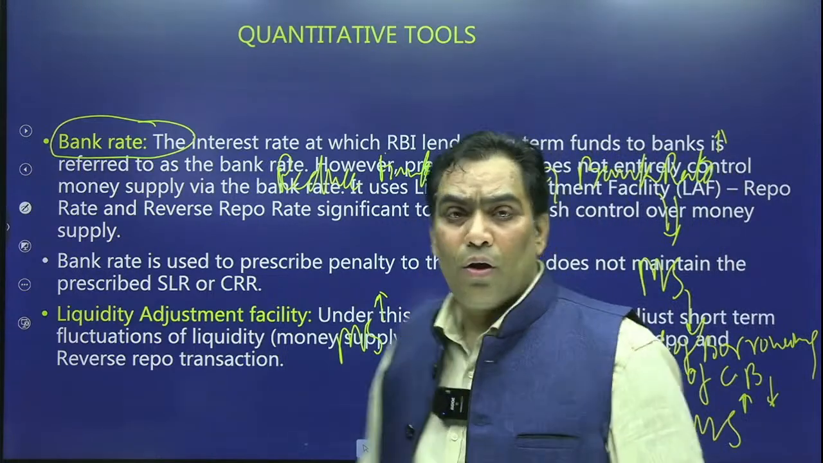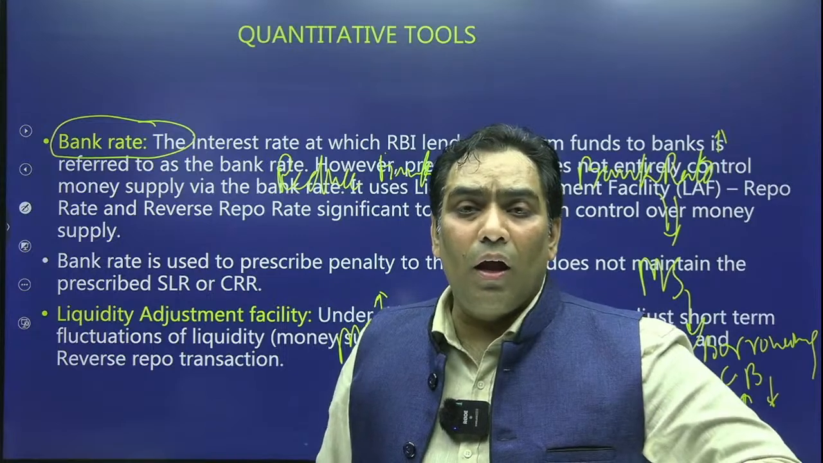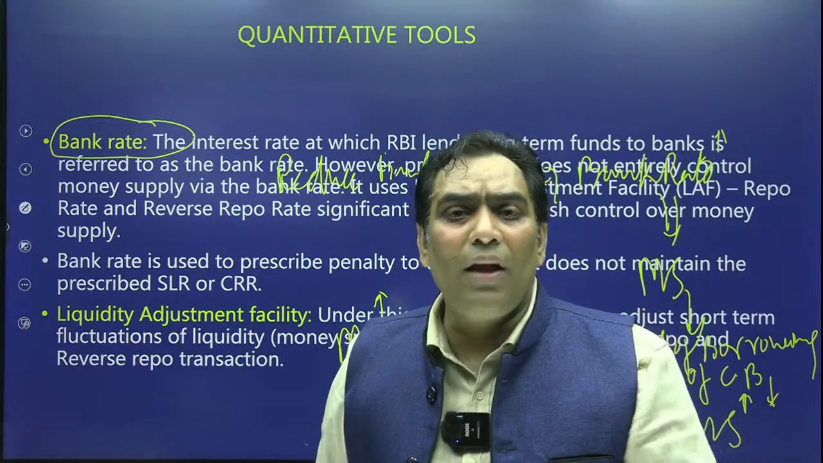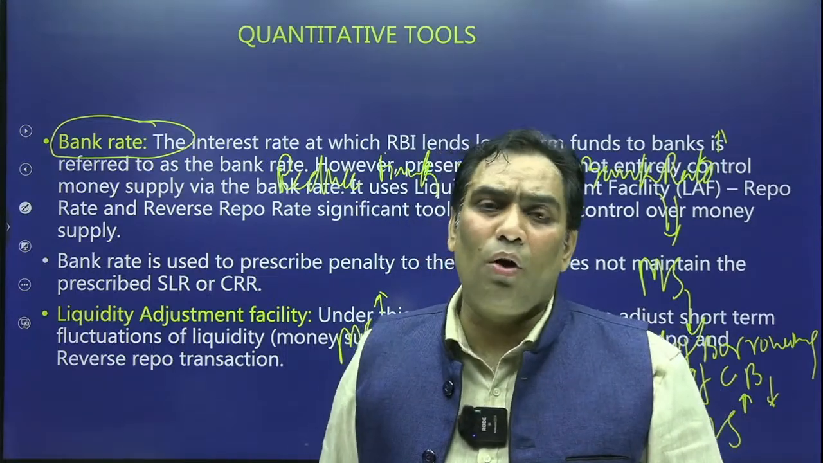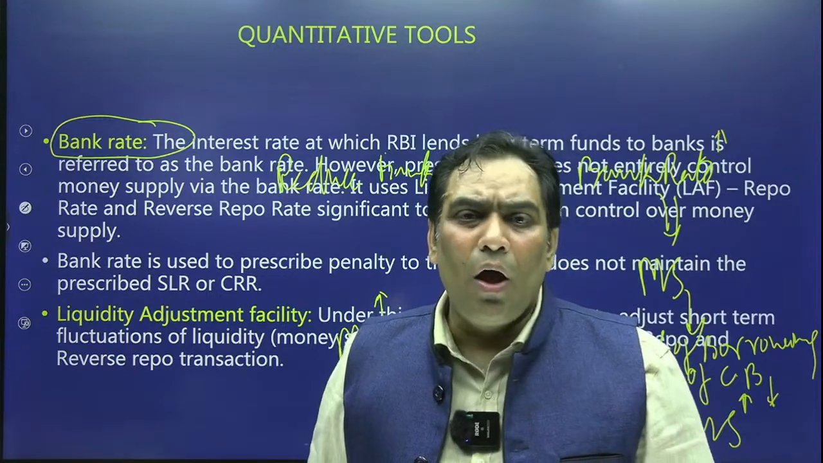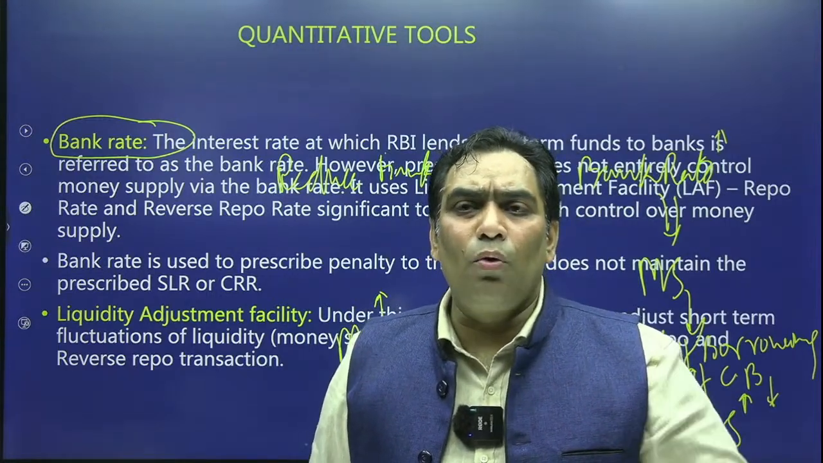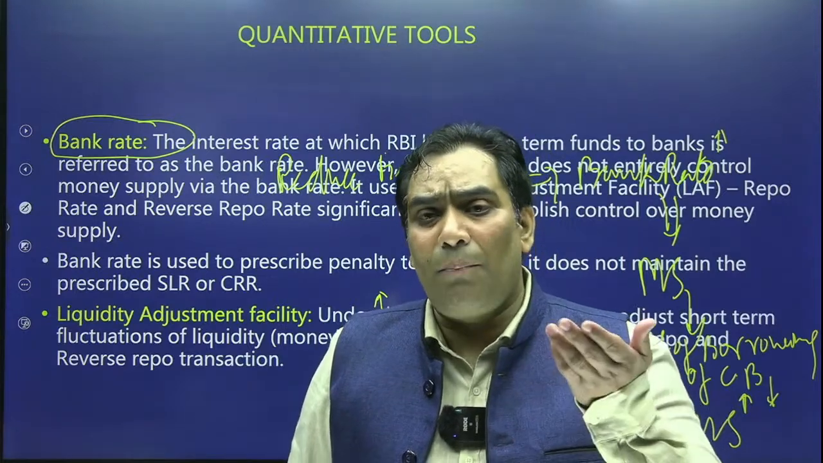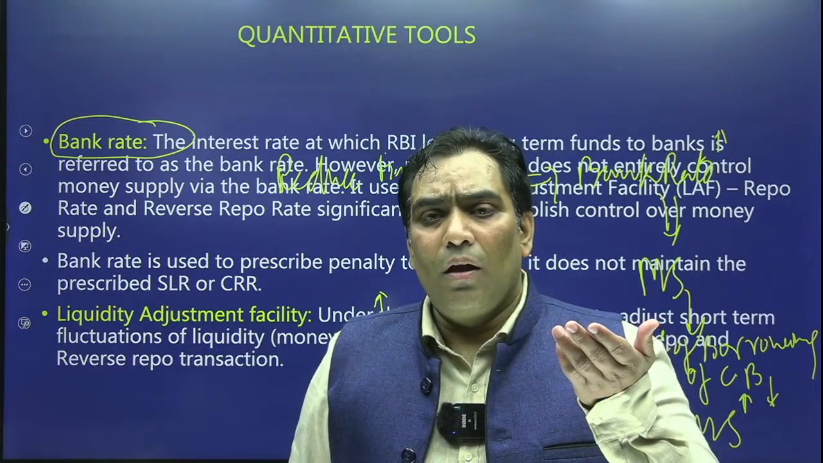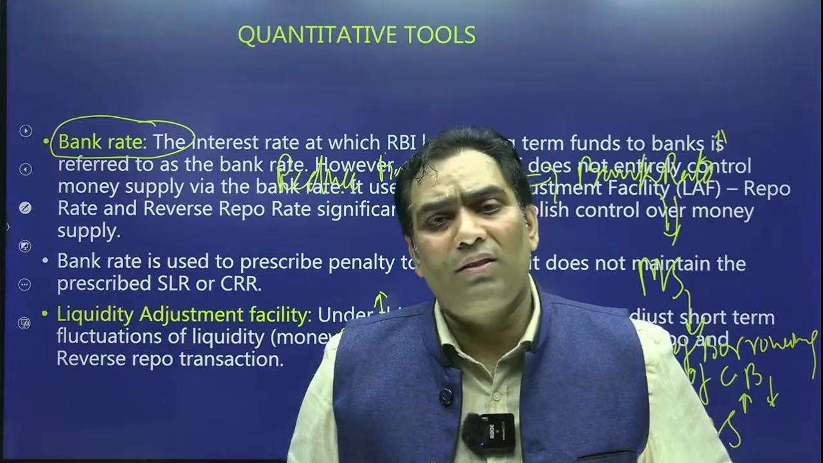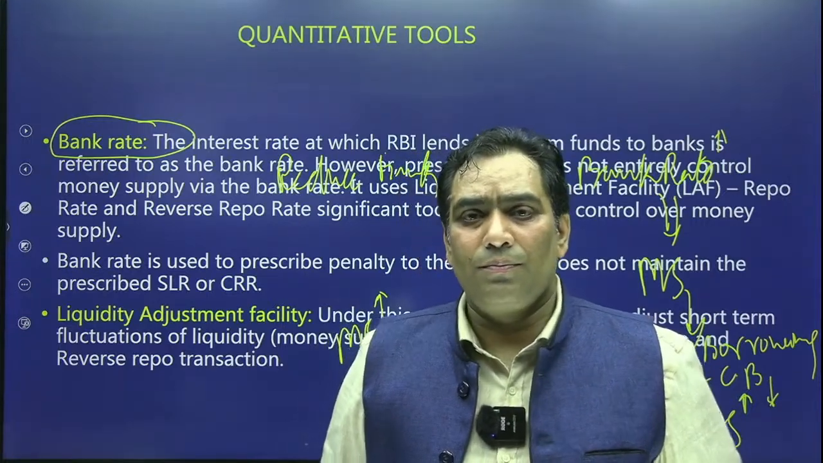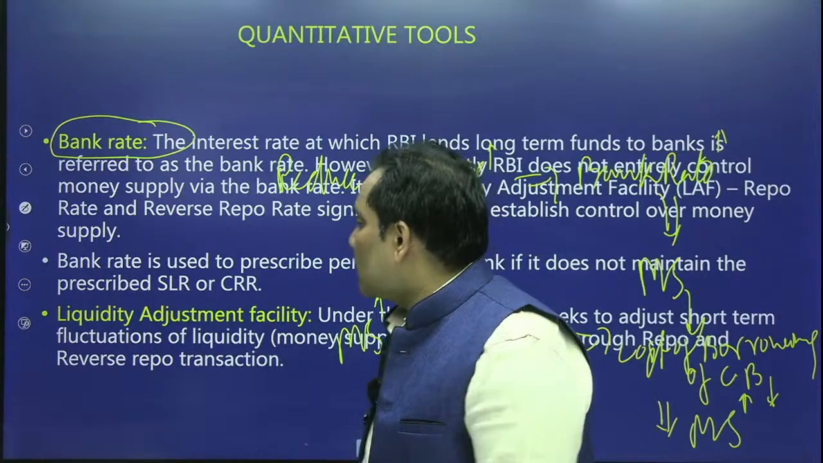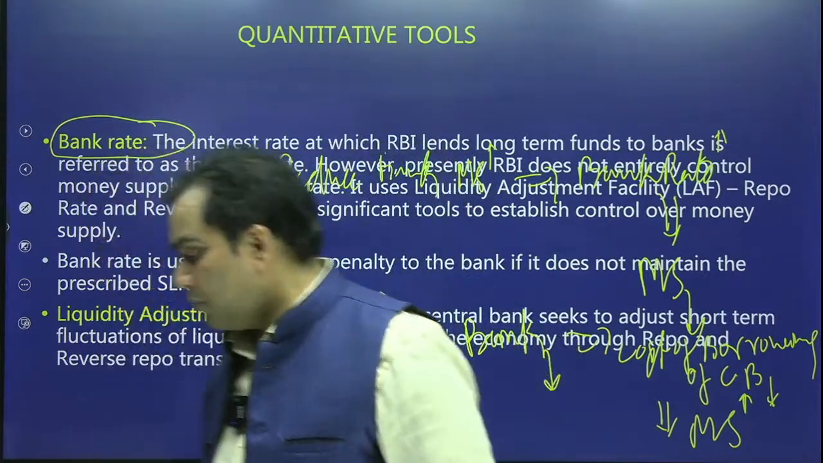So when RBI wants to increase money supply, RBI reduces the bank rate, that is known as expansionary monetary policy. On the opposite, when RBI wants to reduce the money supply, RBI increases the bank rate, which is known as contractionary monetary policy.